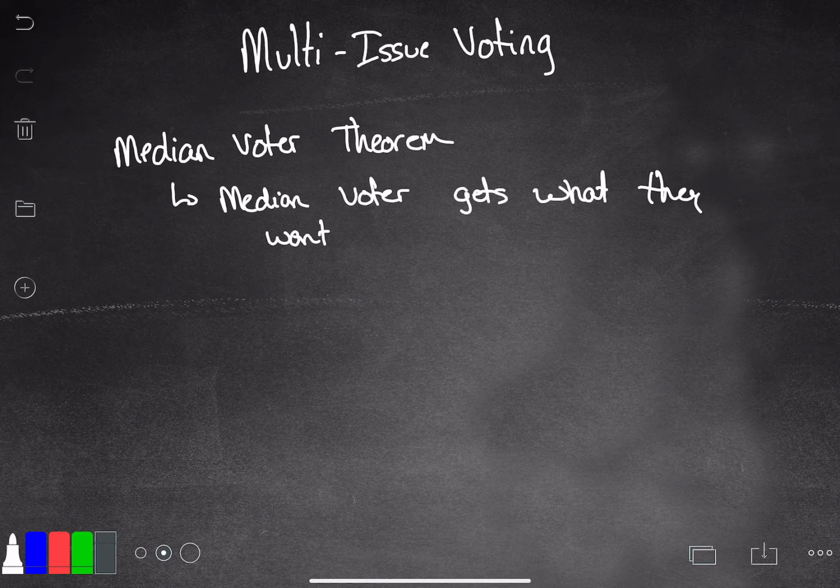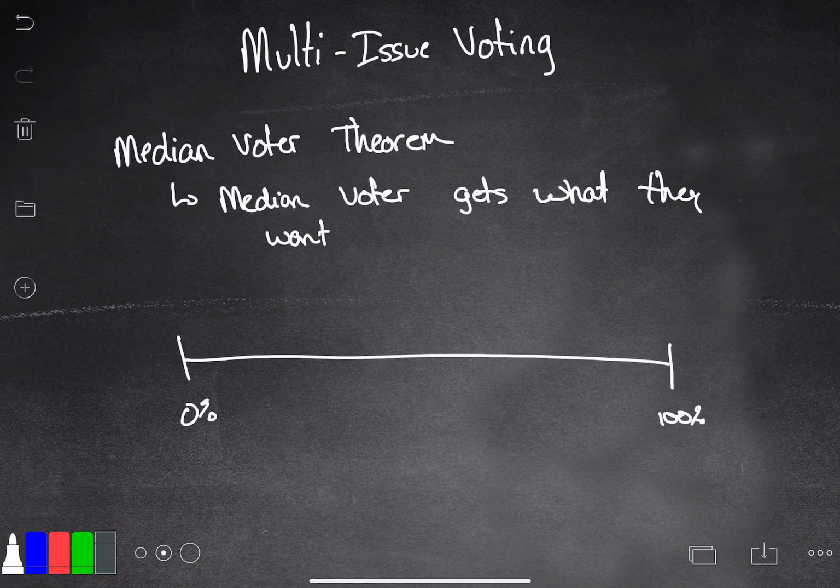So we did it in a single issue space, where we had some continuum of potential positions that some issue could take. So you could have 0% taxation if you wanted to, and 100% taxation, right? Or you could have zero security guards over here on the left, or you could have 100 security guards over here on the right. Whatever the public good or tax scheme that we're talking about, it fell along some continuum.